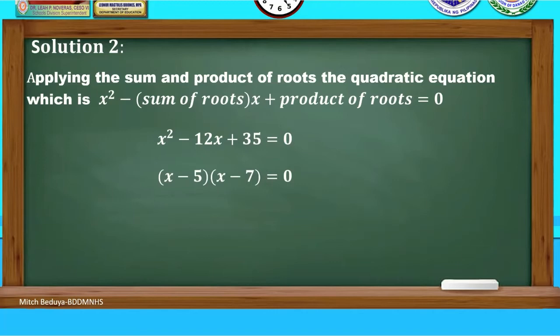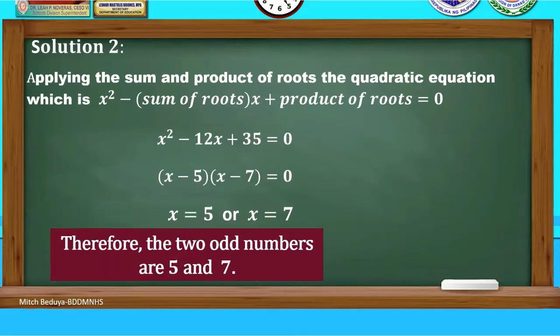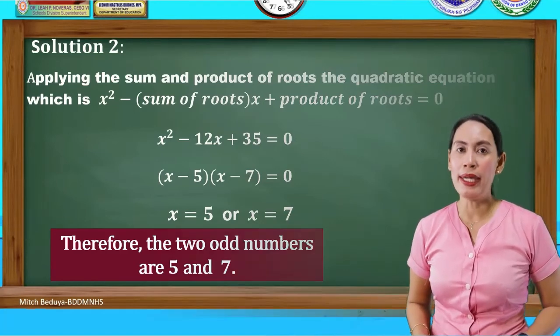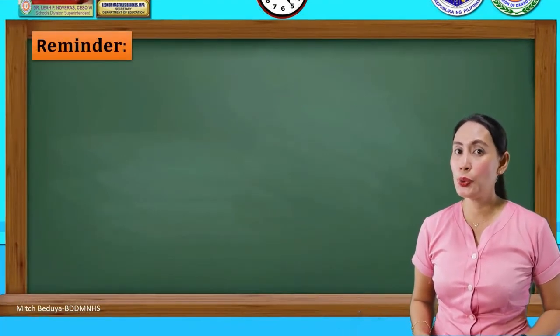Then, by applying the factoring method, the factored form is (x minus 5)(x minus 7) equals 0. Then, the solutions are x equals 5 or x equals 7. Therefore, the two odd numbers are 5 and 7. Solution number 2 is the shortcut way of finding the two numbers.